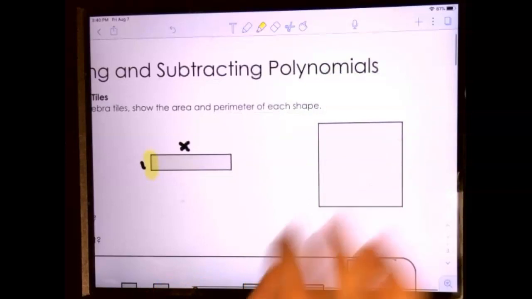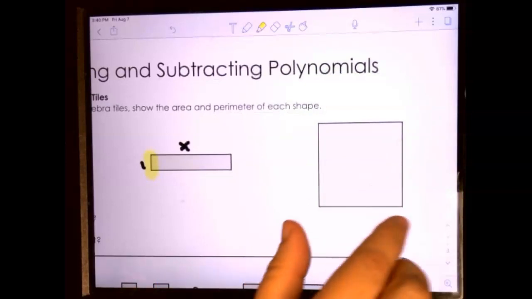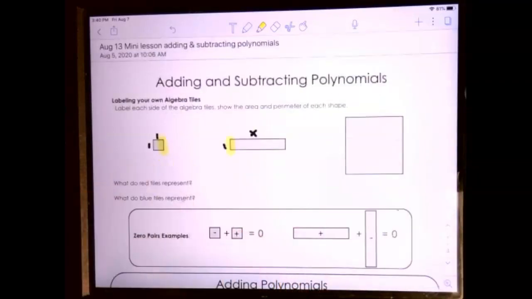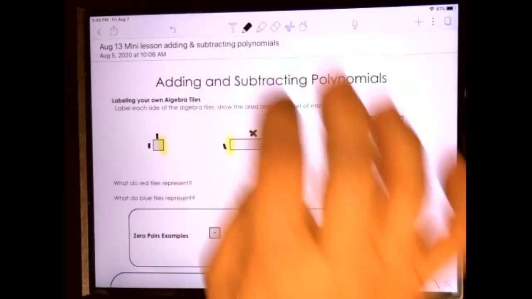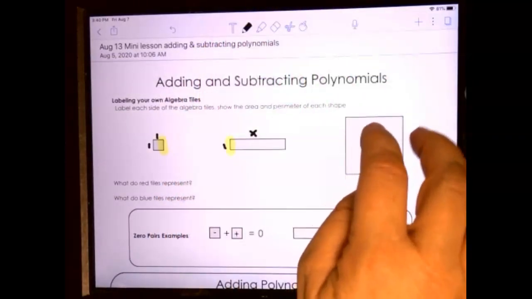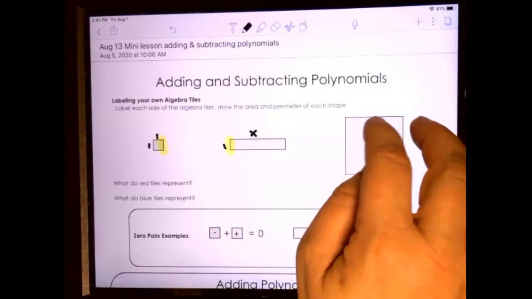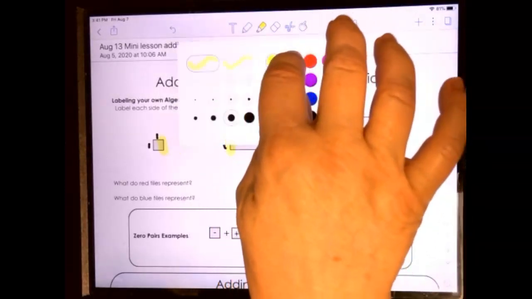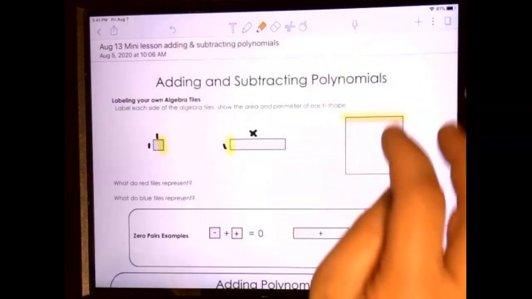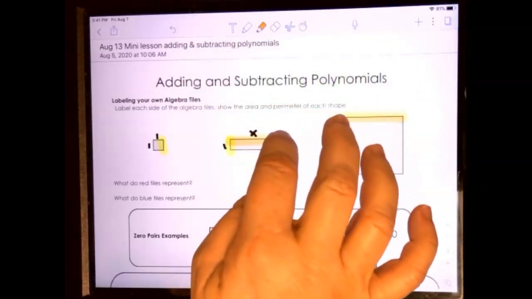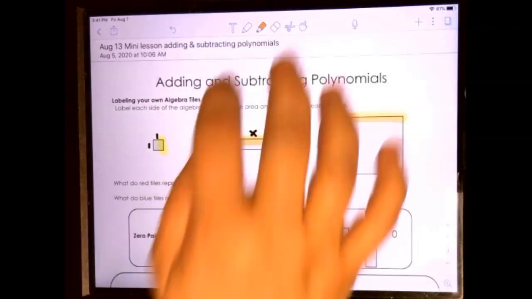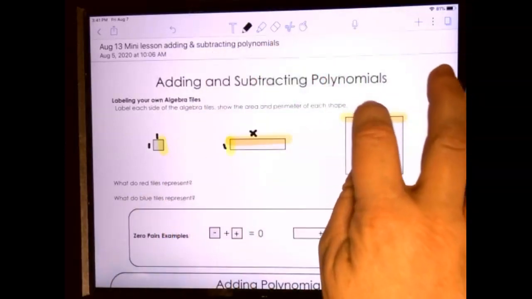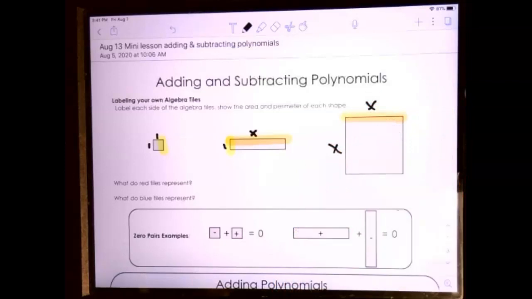Now we go to this larger one. It's also a square, but it's much bigger than this square. So we have to give it a different name. But if we look at it, we will notice that this side is the same length as this side. So we can label the larger square x by x.